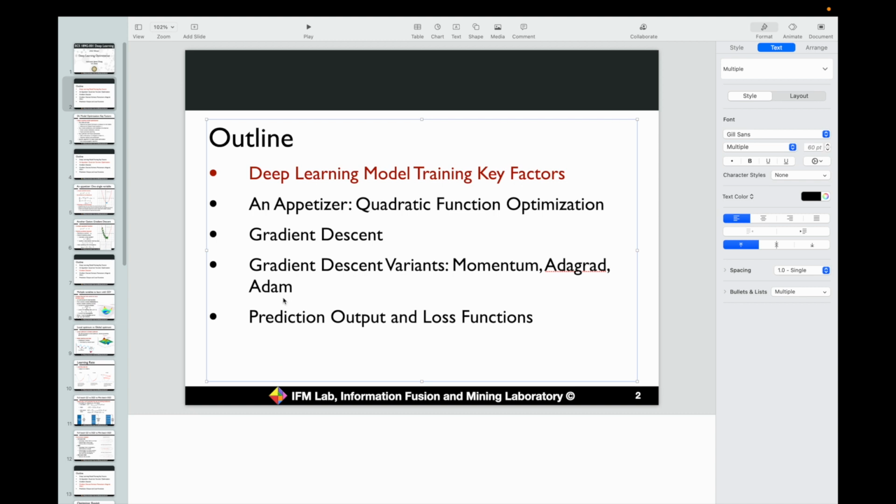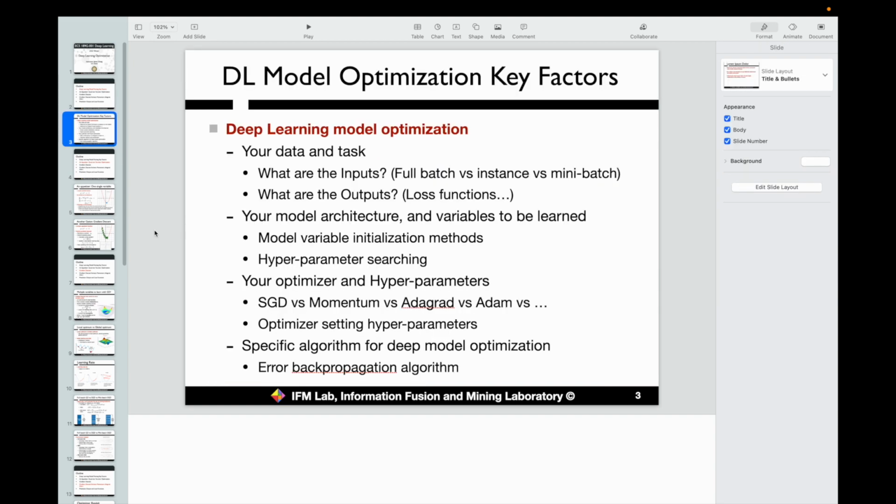And then we will talk about Adam. Adam is more like a combination of both Momentum as well as adaptive gradient. So Adam incorporates the advantages from both of these two algorithms together, and it will be much more effective and efficient in many cases. And finally, we will talk about the prediction results as well as the loss functions that we can use for training deep learning models for you. And then you should be able to train a deep learning model by yourself based on the knowledge we learned from this lecture.